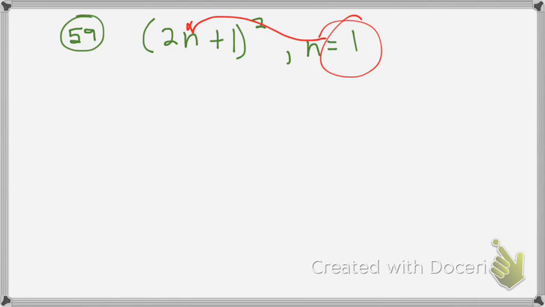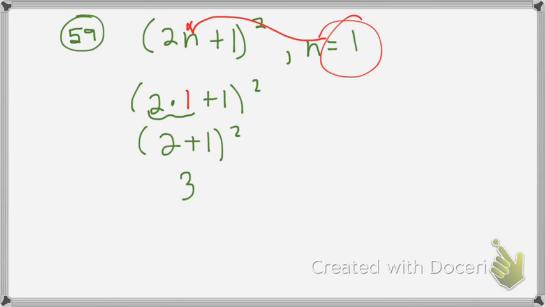So the new problem becomes this: 2 times, let's put it in red, 1 plus 1 squared. So we plug that 1 in, and you can see very easily we have to do multiplication first, and then square the answer after we do 2 plus 1. So 9 should be our answer. It's pretty straightforward.